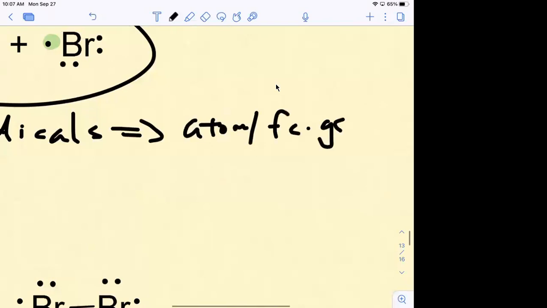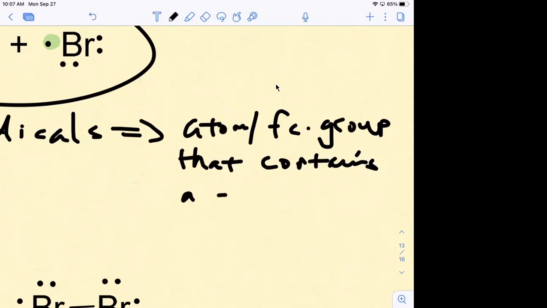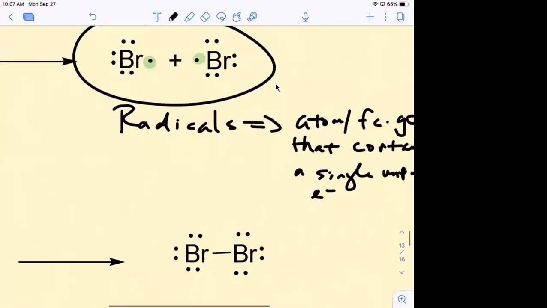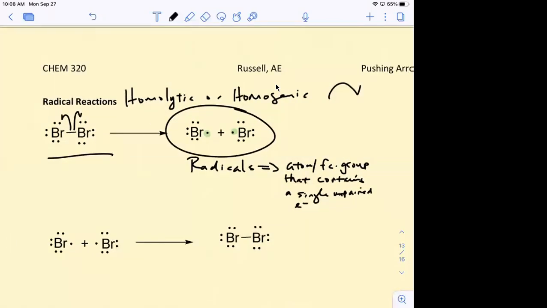It's an atom or a functional group that contains a single unpaired electron. Right, single unpaired electron. And the only way to do that is to homolytically break a sigma bond, because every bond is made up of two electrons.